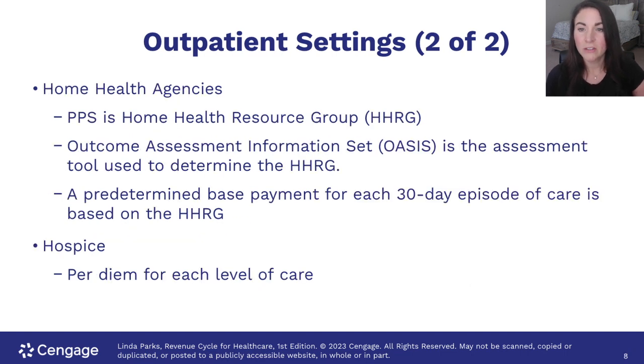For home health agencies, the PPS is the Home Health Resource Group, or HHRG. The Outcome and Assessment Information Set, or OASIS, is the assessment tool that they use to determine the HHRG. The HHRG will give a predetermined base payment rate for each 30-day episode of care. Okay, then they'd have to be reevaluated after 30 days.